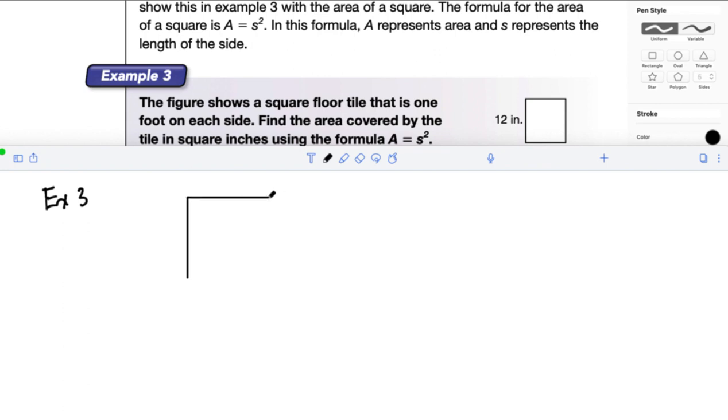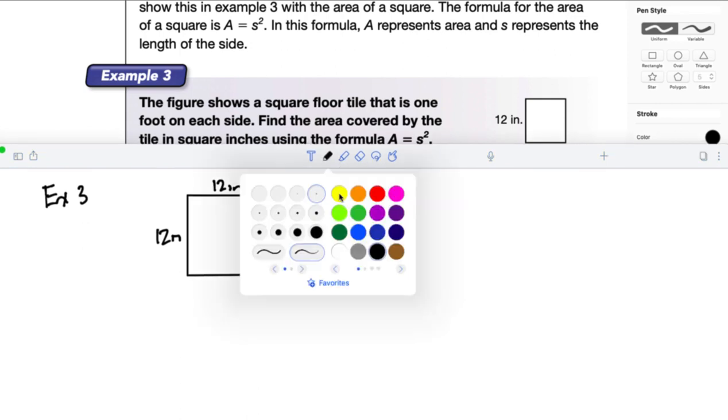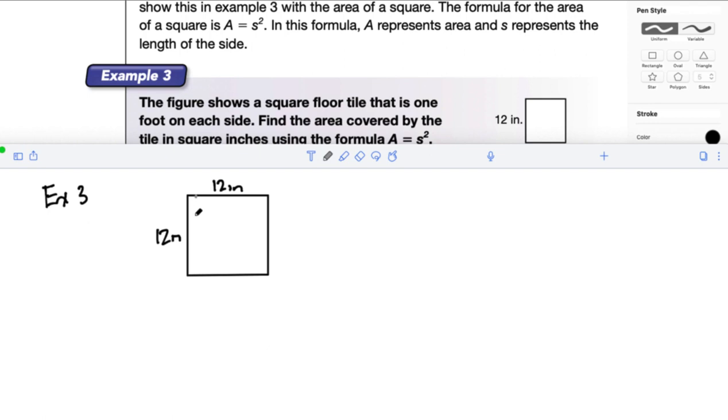We have this square floor tile, and we know that each side is 1 foot in length, or 12 inches. So if we consider that 12 inches on each side, if we were to split each side up into 12 pieces, 12 vertical lines and 12 horizontal lines to get 12 by 12, we would have how many squares? That's what they're literally asking us.